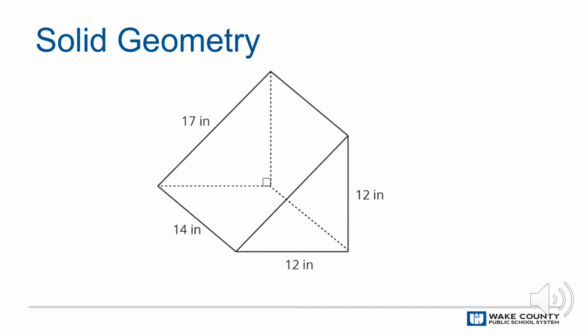When we add all these areas together, we see that the prism has a total surface area of 72 plus 72 plus 168 plus 168 plus 238, or 718 square inches.